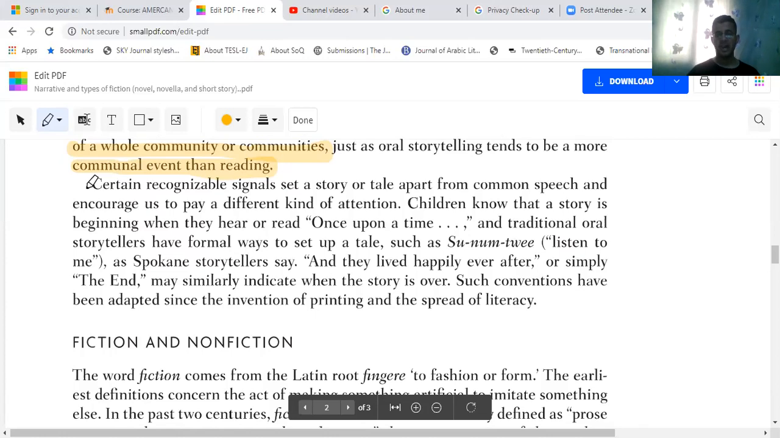And then we have how the story ends, for example, the end or the happy ending. These are some of the conventions of oral stories. But when stories got printed, we have different kinds of conventions for this. And I think what we're going to explore now is the printed story compared to the oral stories, okay?